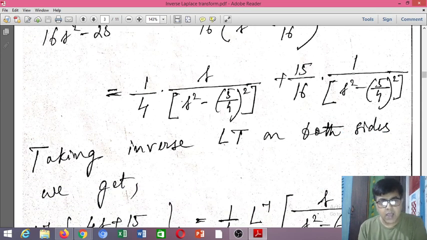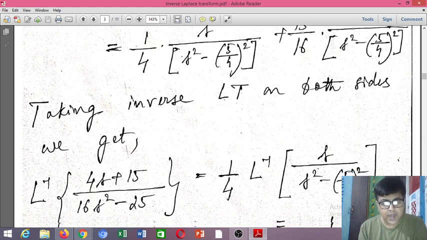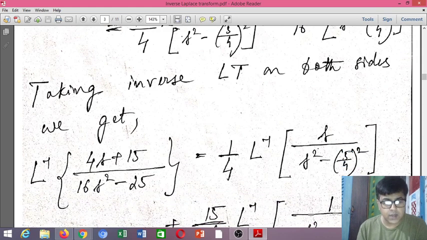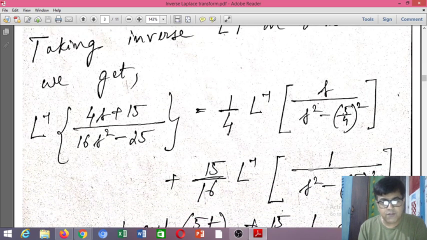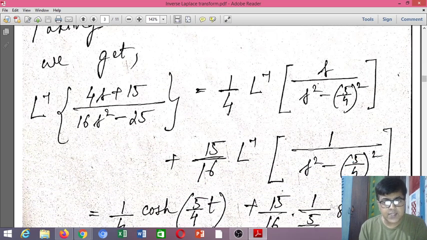So now I will take the inverse Laplace transform of this function on both sides. I'm going to apply the linearity property and I'll arrive at the result from the known standard result. That means if I take the inverse Laplace transform on both sides, I get L inverse of (4s plus 15) divided by (16s square minus 25), which comes out to be equal to 1 by 4 into L inverse of s by s square minus (5 by 4) whole square, plus 15 by 16 into L inverse of 1 by s square minus (5 by 4) whole square.